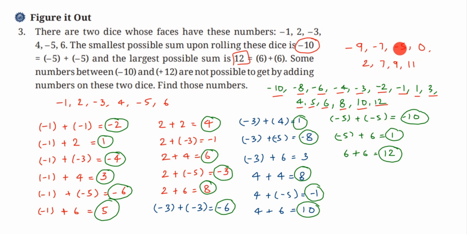So the question is, find all the possible numbers that we don't get by adding these numbers, right? So these are the numbers here. So I hope this question is clear, how to find different combinations and figure out which numbers are not present.